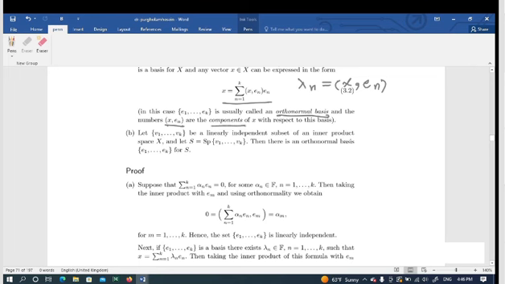Let V1 to Vk be a linearly independent subset of an inner product space X, and let S be the span of V1 to Vk. Then there is an orthonormal basis E1 to Ek for S.